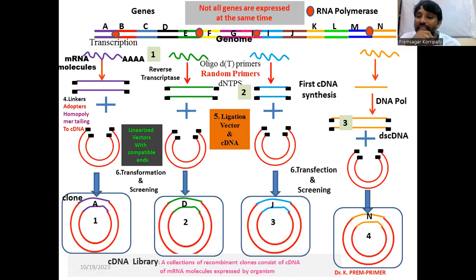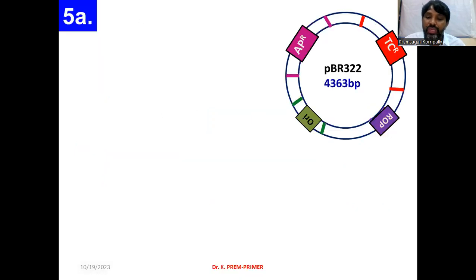You understand what is cDNA? mRNA molecules are expressed and they're converted to cDNA. They're incorporated into the vector and injected into the organism. So the positive clones which are having the cDNA of the mRNA molecule expressed, those positives are recombinant clones which are representing the cDNA of mRNA expressed by the organism. This collection of recombinants is called a cDNA library. This is the whole process, right?